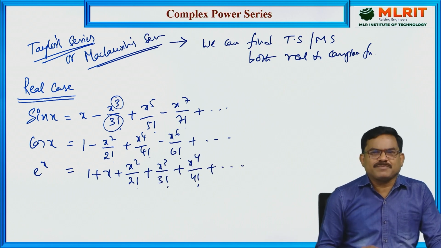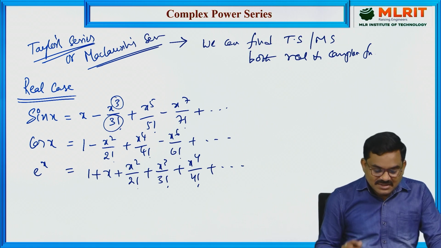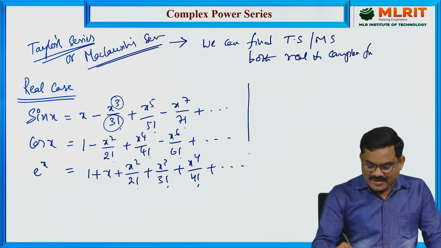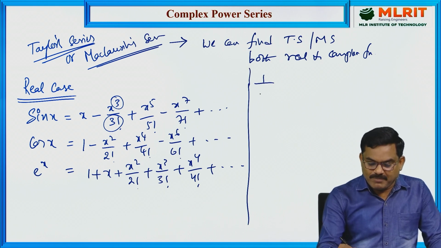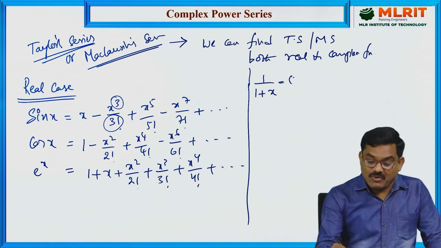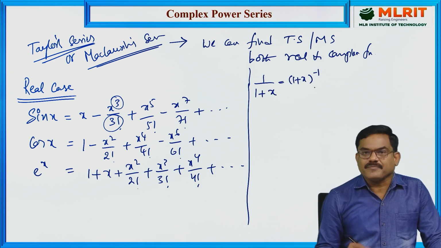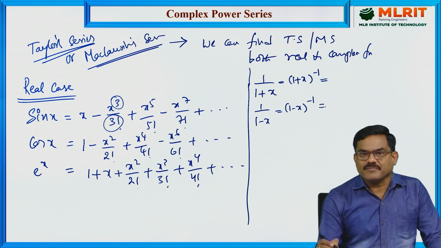So 1 plus x square by 2 factorial plus x cube by 3 factorial and so on. Similarly, there are some other expansions. 1 by 1 plus x, this is 1 plus x power minus 1. Next, 1 by 1 minus x, 1 minus x power minus 1.